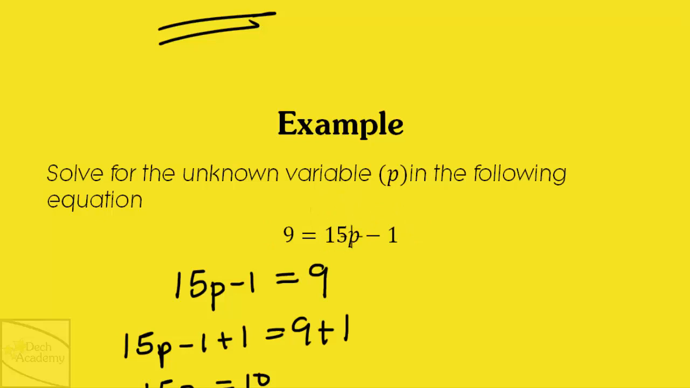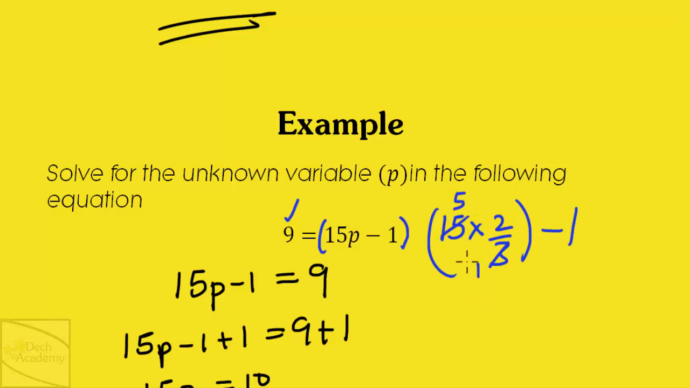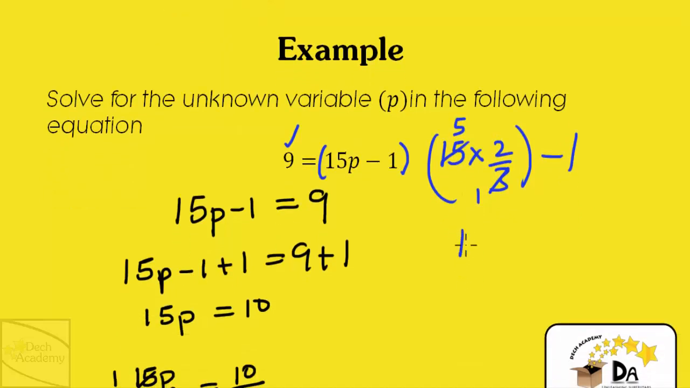And what does that mean? It means that when p is 2 over 3, the equation is satisfied, and we can test it out. Let's see what happens when we replace p with 2 over 3. The left hand side is 9, so we need to see if the right hand side is also 9 when p is 2 over 3. Well, when p is 2 over 3, we have 15 times p minus 1, which gives 5 times 2, that's 10, minus 1, which is 9.